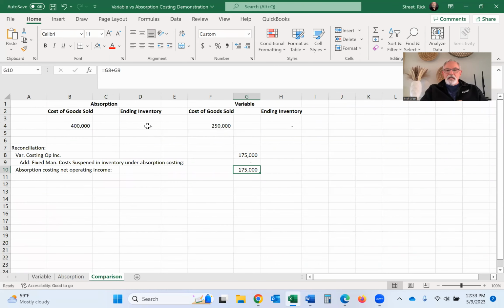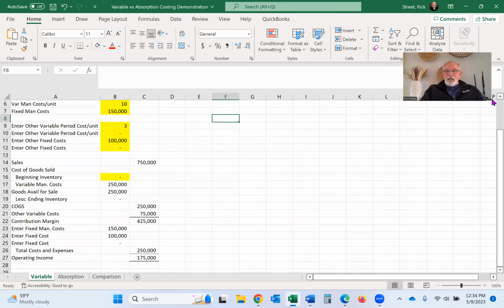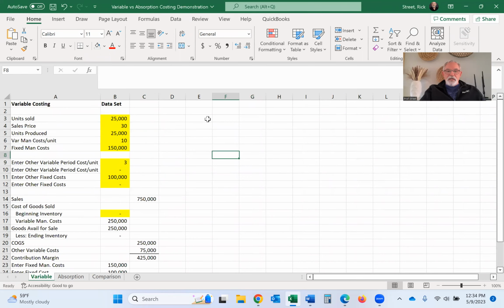That's right. The ending inventories are the same. The only thing different is the cost of goods sold, but the difference between variable and absorption costing is the fixed costs that go up into finished goods, and there are no differences. So therefore, we are reconciled. So that's pretty interesting.